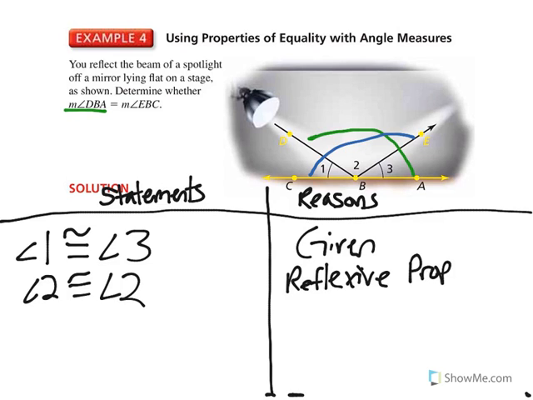But in order to determine whether or not these are actually equal, I need to try to figure out something about the total. Okay, so we know the total is equal to its parts. So if I were to add the parts, it would give me the whole. So the measure of DBA would equal the measure of angle 2 plus the measure of angle 3.